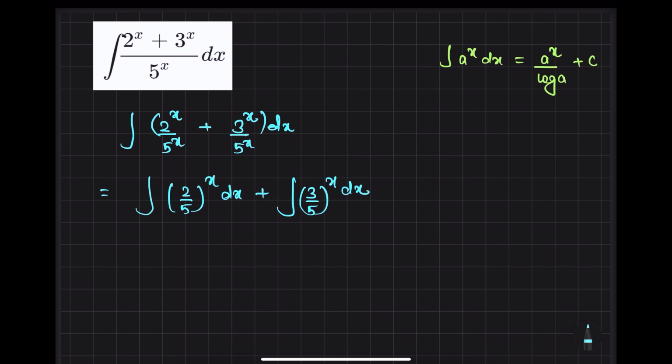Now do the integration. Here you can observe a^x where a is 2/5. So can I write (2/5)^x / log(2/5) + (3/5)^x / log(3/5) + integration constant c. So this way we have manipulated this question to get the result.